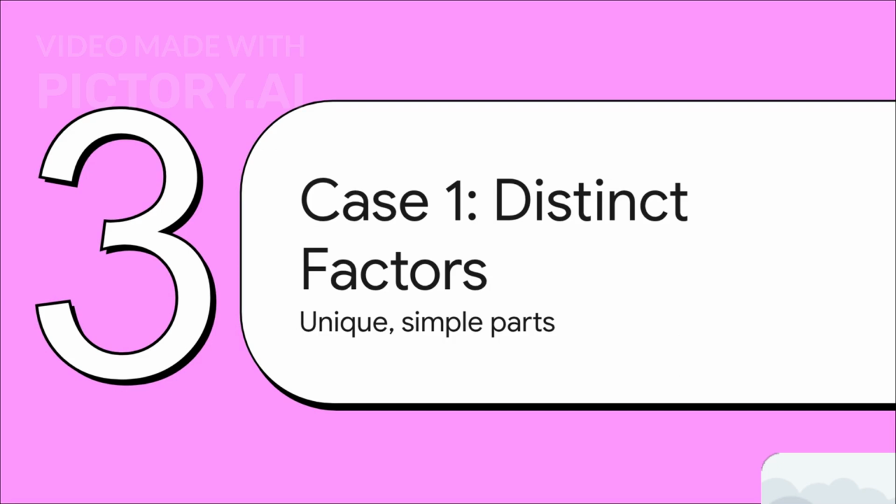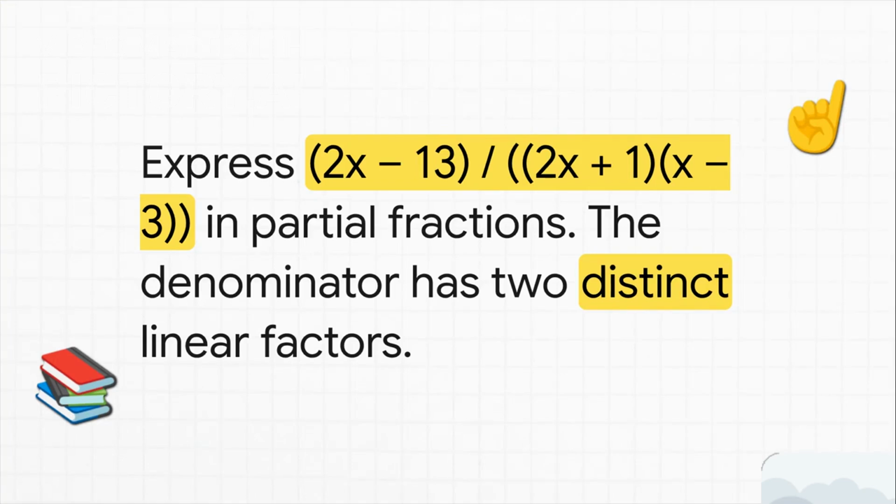All right, let's tackle our first case. This is kind of the classic, the one you'll see all the time. It's what we do when all the factors in the denominator are unique. They're all different. Okay, here we go. An example right out of the textbook.